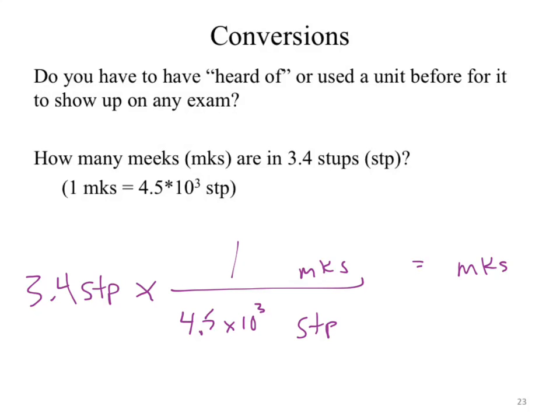Do we need to know anything about what a meek or a stop is? No clue. Completely irrelevant. That's the power of dimensional analysis. You can do a calculation and have no idea what it means. That's a good thing. Ish. Okay? Questions?